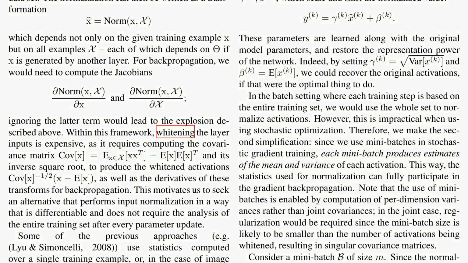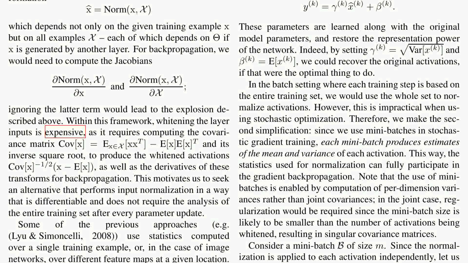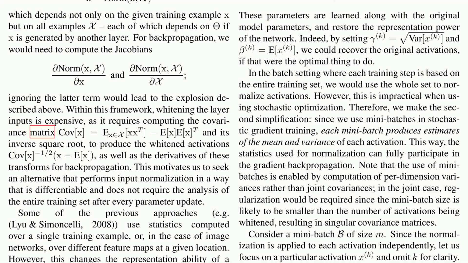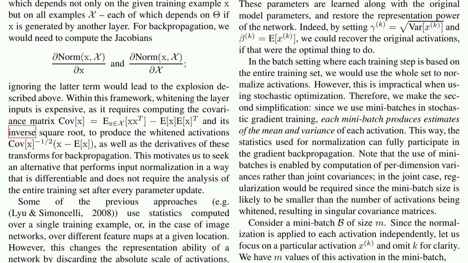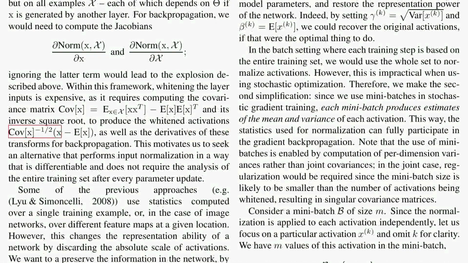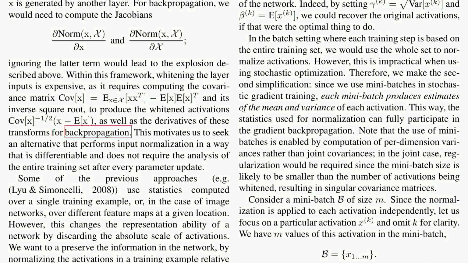Within this framework, whitening the layer inputs is expensive, as it requires computing the covariance matrix Cov[x] = E[xxᵀ] − E[x]E[x]ᵀ and its inverse square root to produce the whitened activations Cov[x]^(−1/2)(x − E[x]), as well as the derivatives of these transforms for backpropagation.